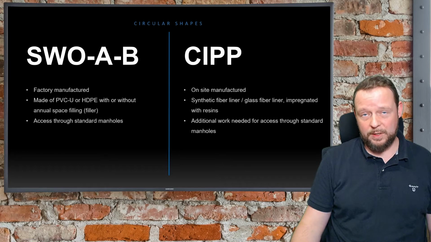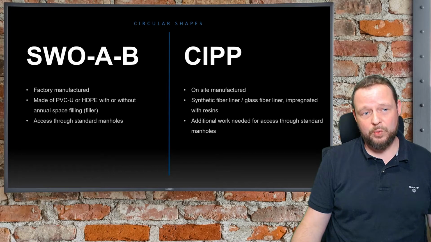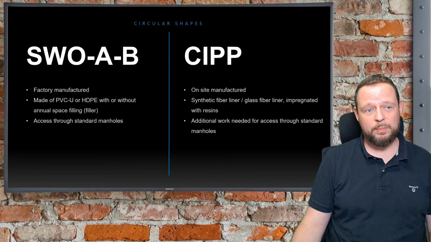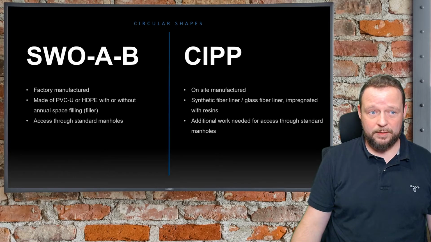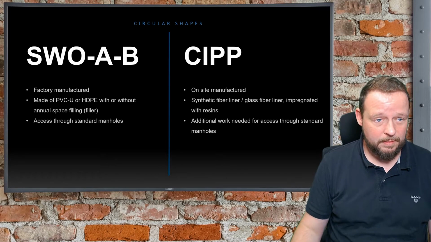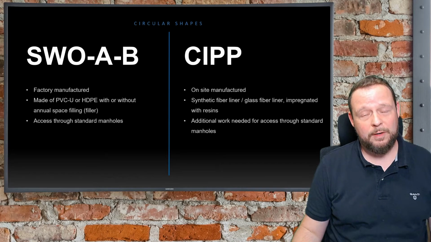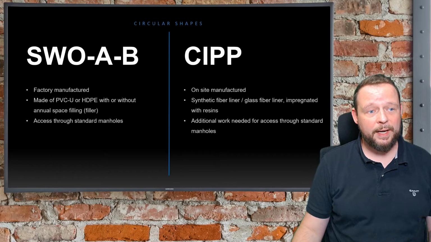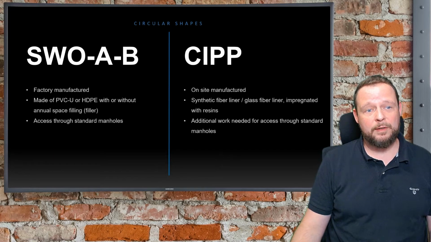We have different materials, of course. For the spiral wound lining we use PVCU or HDPE, so it means polyvinyl chloride or high density polyethylene, with or without annulus space, where only the filler is installed, so no static loads for the annulus, but only for the profile. And of course the access through standard manholes is possible, so it means 100% no dig technologies.